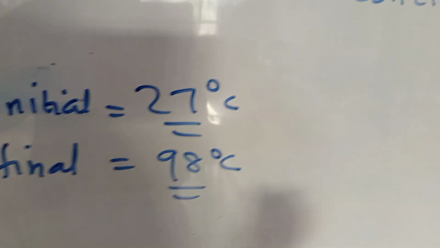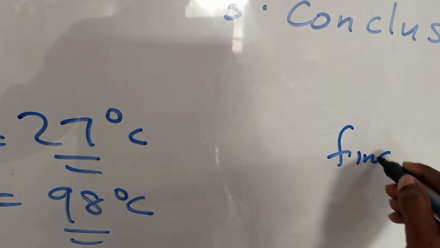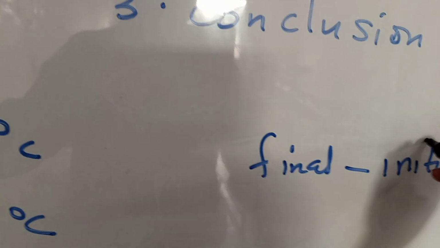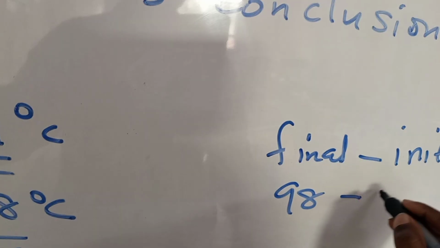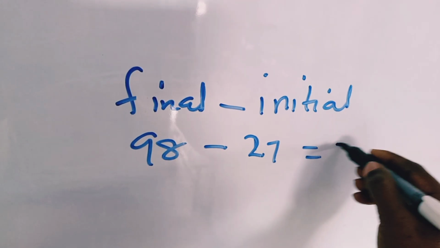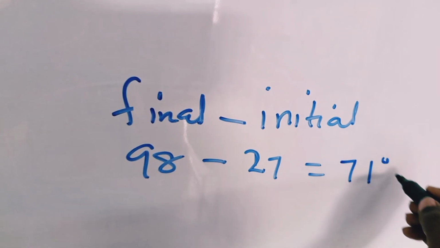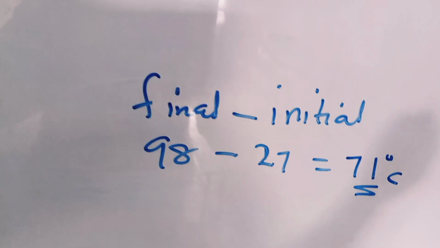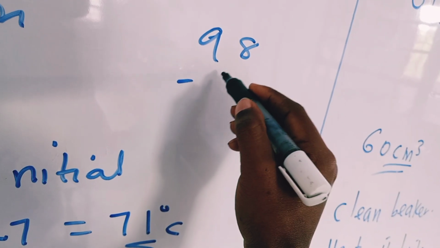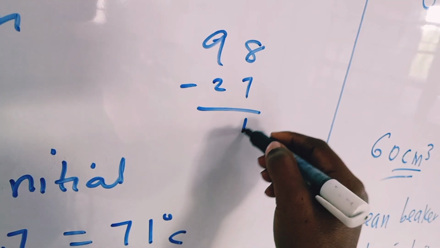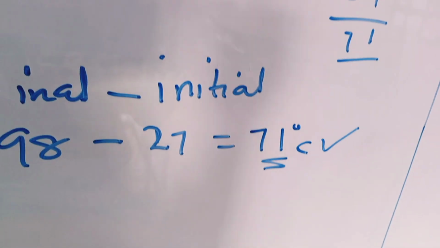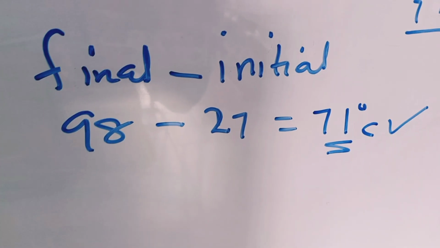Now the temperature change is final minus initial. Final was 98 minus initial was 27. We get 71 degrees Celsius. You see, 98 minus 27, we get 1, then we get 7. So it is 71 degrees Celsius. This is the temperature change.